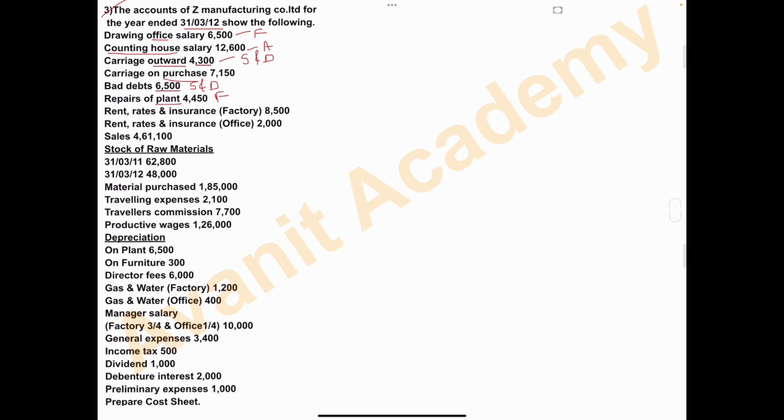The next is rent, rates and insurance for factories, rupees 8,500. Clearly they have mentioned factory, so this 8,500 rent, rates and insurance amount we have to take under the head factory overhead. Next is the same item, rent, rates and insurance for office. So this 2,000 amount we have to take under the head administrative overhead or office overhead.